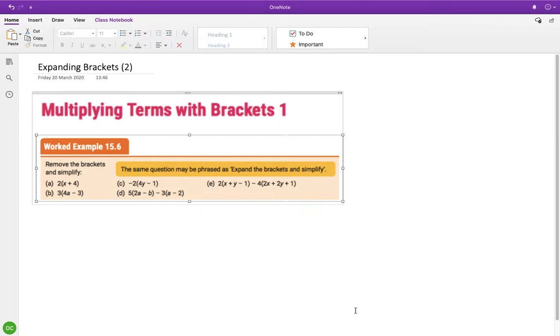Today's class, which I'm calling expanding brackets 2, so we're moving up in difficulty here.